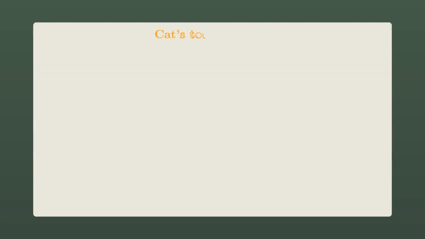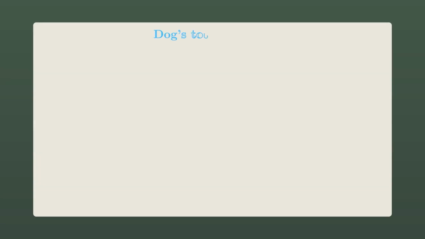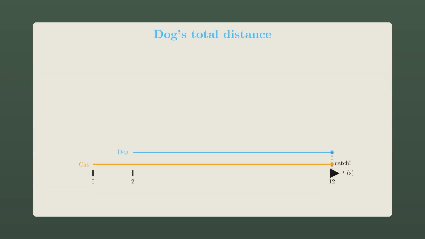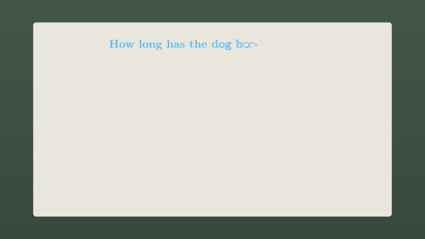So where is the cat at t equals 12? Well, the cat, remember, runs at a constant 4 meters per second for the full 12 seconds. So the cat is at 4 times 12, 48 meters from O. Where is the dog at t equals 12? Well, the dog also has to be at 48 meters because it just caught the cat. They're at the same point. How long has the dog been running by t equals 12? Well, that's 12 minus 2, which equals 10 seconds.